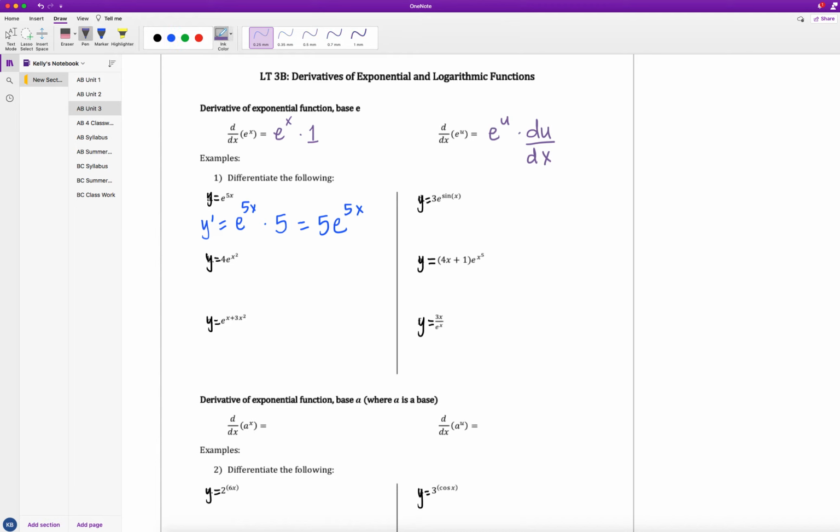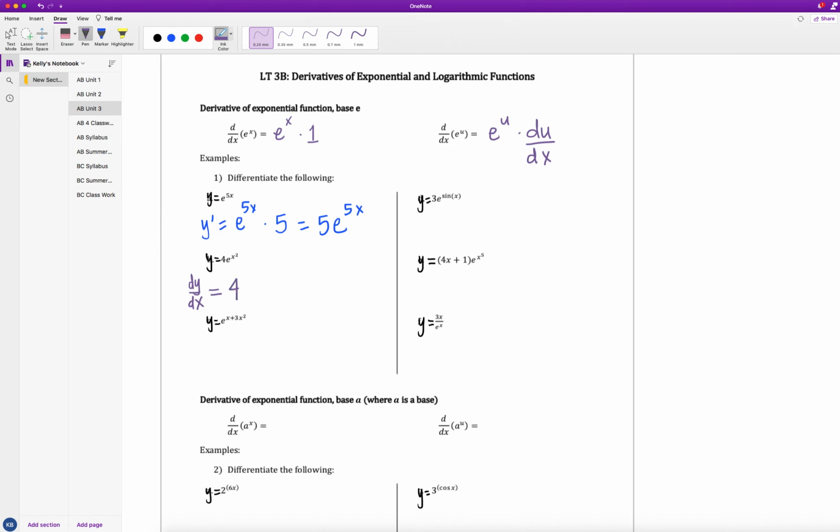In example B, we have y equals 4 times e to the x squared. I do have a scalar here of the 4 coefficient in front. That's not going to make a difference. I still can find my derivative. Call it dy over dx this time. I could have called it y prime. Those two notations are interchangeable. The 4 is going to go along for the ride since it's a coefficient.